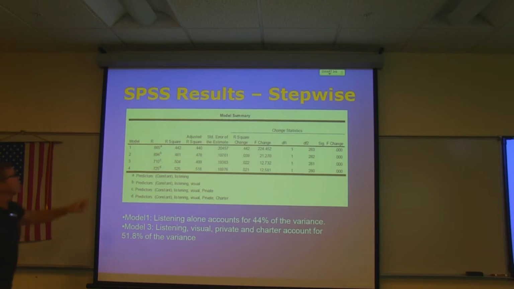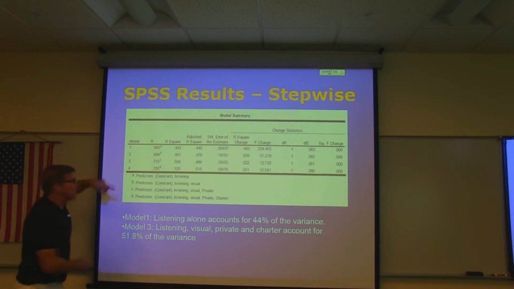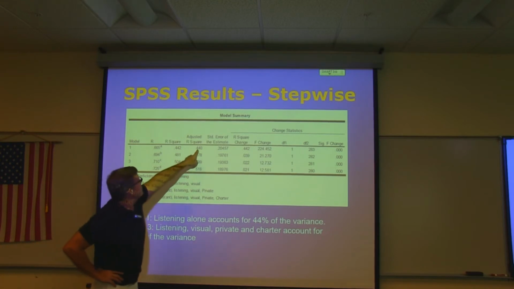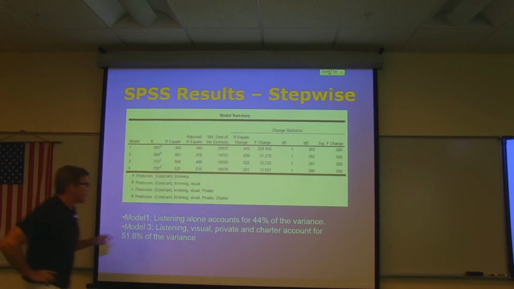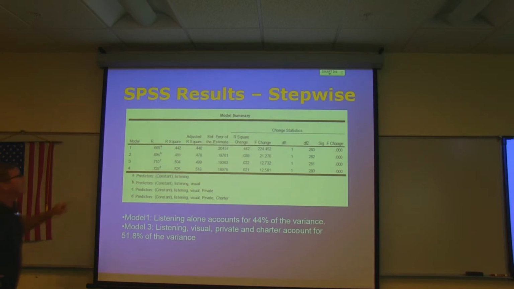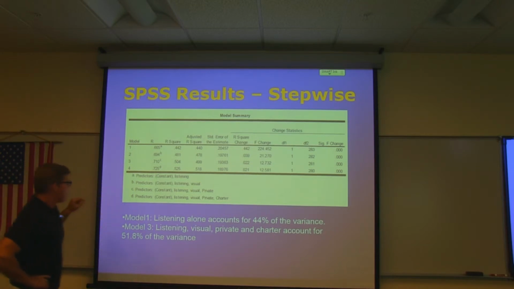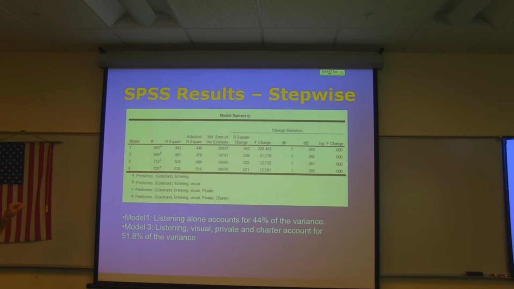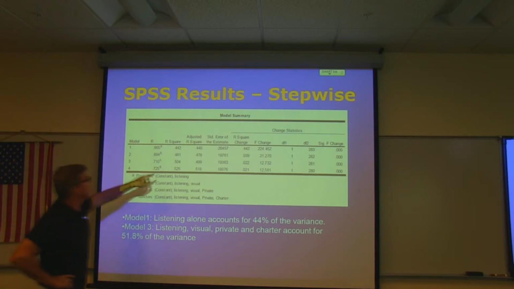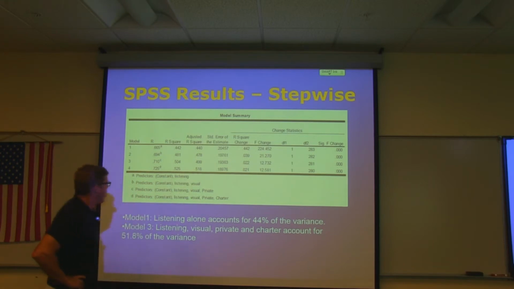Model 1. So we're addressing model 1 here. Listening alone accounts for about 44% of the variance, and that's right here. In model 3, listening, visual, private, and charter accounts for 51.8% of the variance. And that actually should be model 4. All in all, I think you guys see what's going on.